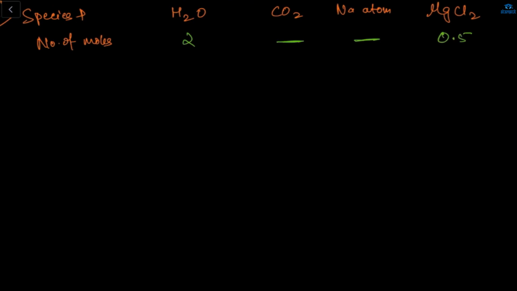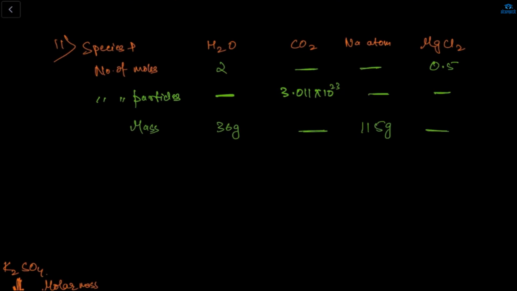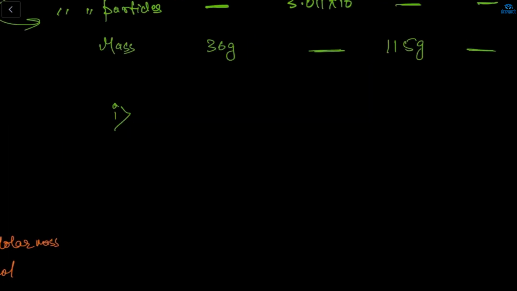Okay, it's okay. And 0.5 is this. Now, for number of particles, you have to find this. This is given, into 10 to the power 23, this you have to find and this you have to find. And mass is 36 gram. You have to find 115 and this. So, okay. Now we will start. First, we will find the number of particles for H2O.